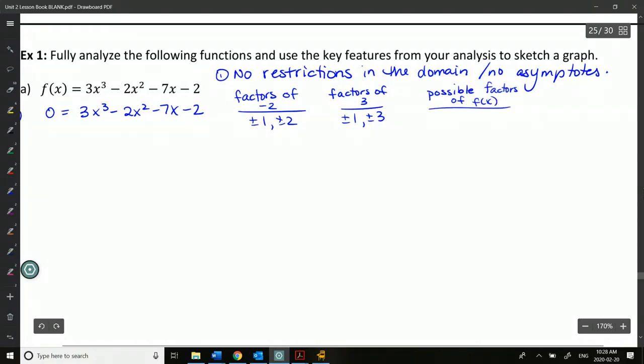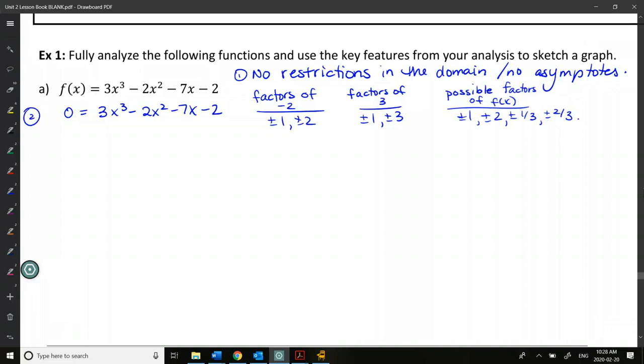So 1 over 1 gives us plus minus 1. We'll do 2 over 1, so that gives us plus minus 2. 1 over 3 gives us the option of plus minus 1/3, and 2 over 3. Try not to write too big on here. There is a bunch of space on the next page, but we don't want to take up a lot of space with this. Then we're going to do some tests. We're going to test in our polynomial until we get 0.